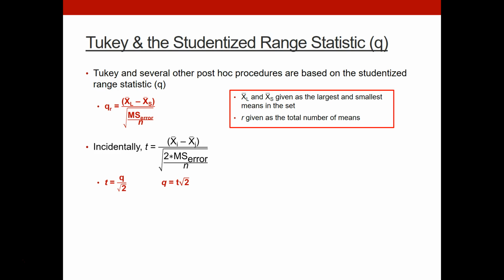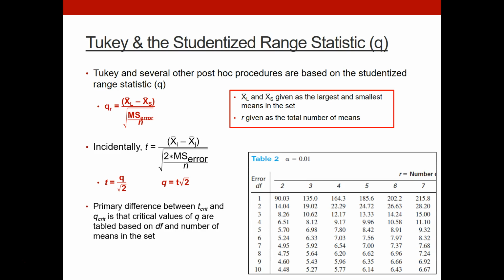The primary difference between finding our critical T and our critical Q is that, with the same type of table, when we're finding our critical values for our Q statistic, we find that value based on both the degrees of freedom and also the number of means in your set, so R. If we take a look at this insert here, we have just a section of our Tukey table. This is for alpha equals 0.001.